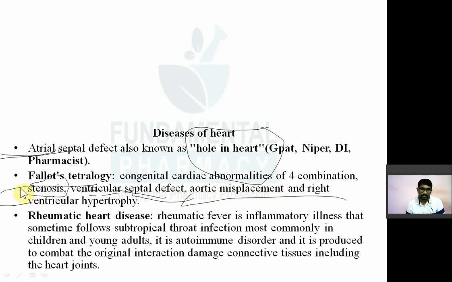Now rheumatic heart disease. Rheumatic fever is an inflammatory illness that sometimes follows streptococcal throat infection, most commonly in children and young adults. It is an autoimmune disorder. The antibodies formed to combat the original infection's antigen damage connective tissue including heart and joints. So that is rheumatic heart disease.